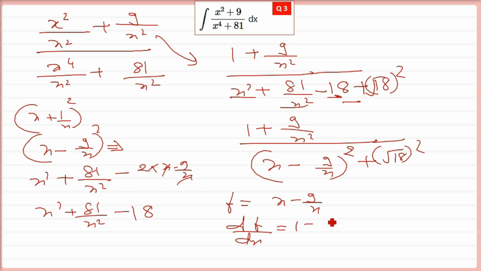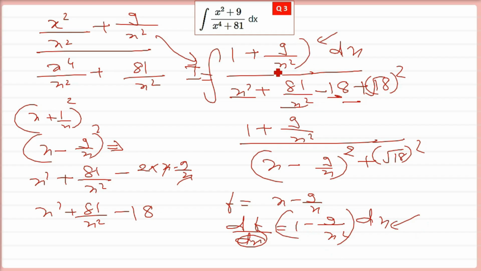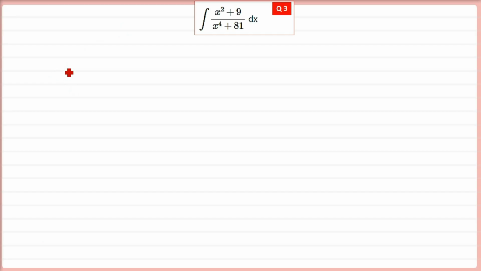Dt by dx will be 1 minus 9 by x square. It's not negative, there is a slight mistake here. It is 1 plus 9 by x square, which comes as the dt only. So they are same. So we'll write this numerator as dt. Denominator is what? It will be only t. Please remember, this is not x minus 9 by x, this is 1 plus 9 by x square. There is a slight change here. So it is t square plus under root 18 whole square.